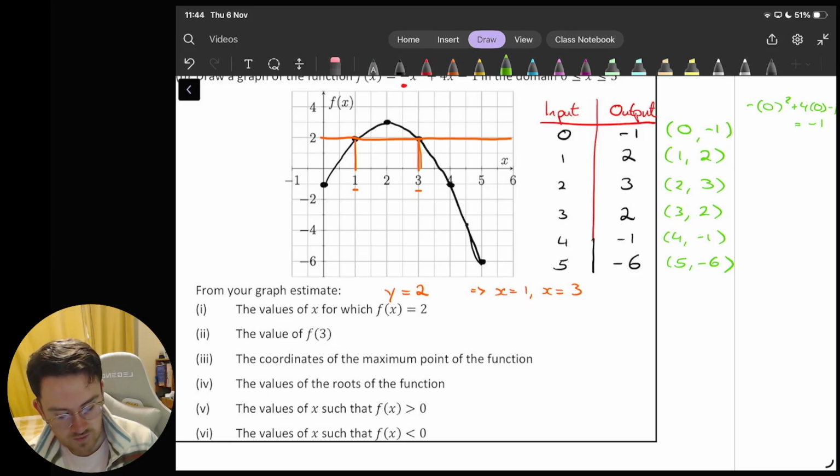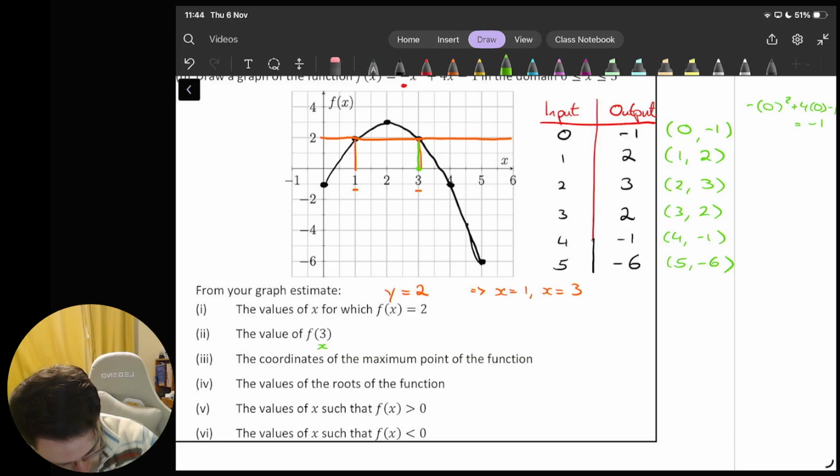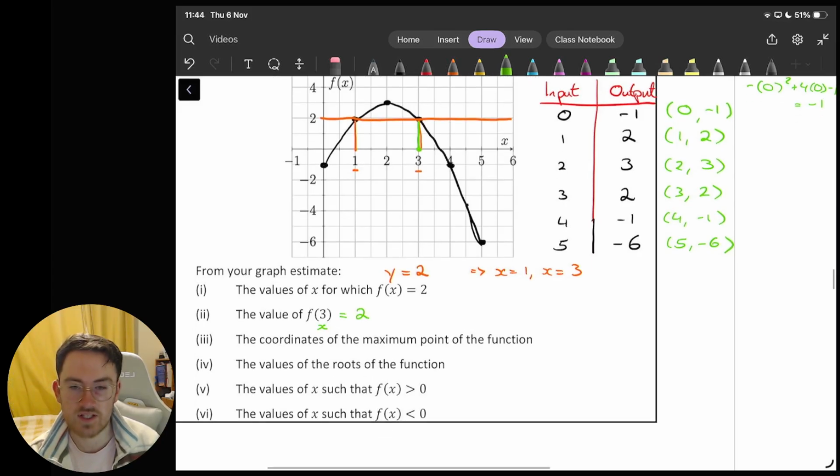We're asked now for the values of f of 3. The 3 there is in place of x, so they're telling us x is equal to 3. Okay, so let's go to where x is equal to 3. I suppose we've already literally just looked at that one. It's kind of the reverse of the one we just did. So f of 3 is going to be equal to 2. f of 3 is equal to 2.